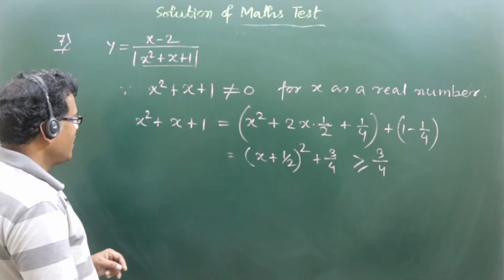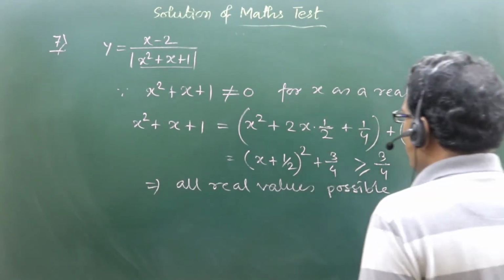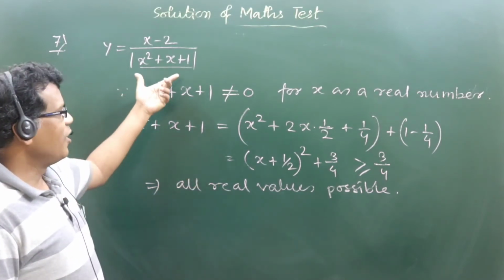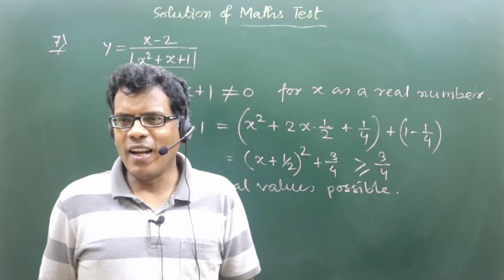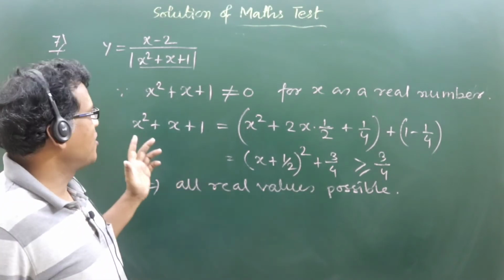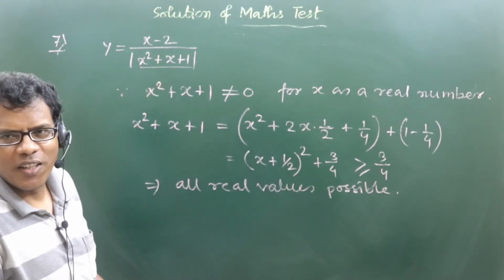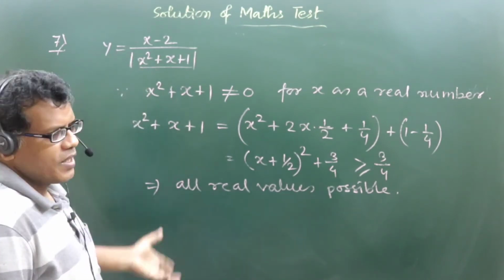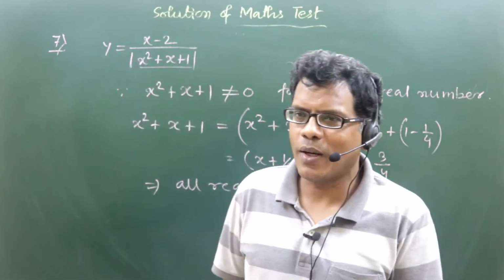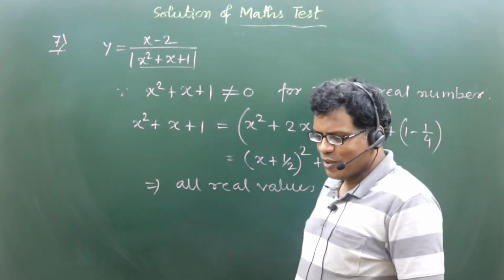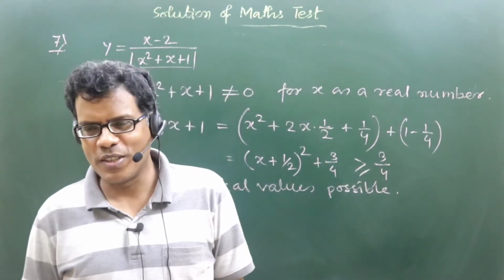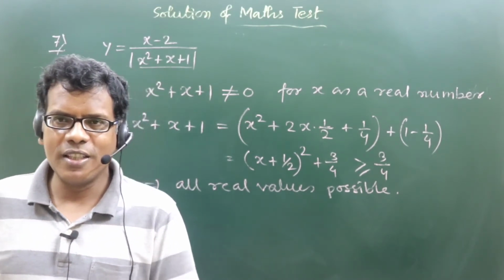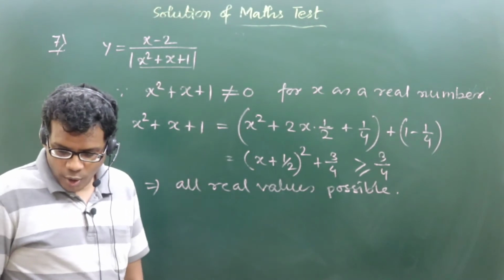And mod of a positive quantity is always positive. So the denominator can never be 0, and for y to be defined as a function of x, the expression in x in the denominator should be a non-zero quantity. So yes, it is always non-zero, it is always positive. So all real values will be the answer to this particular question, which is option B.